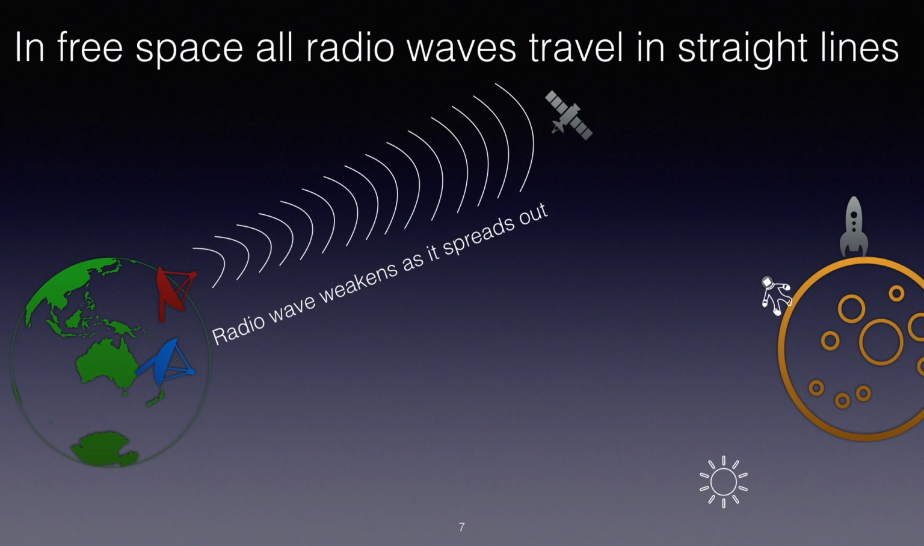So the original power is spread over a greater area due to the spreading, and that is why at the receive antenna on the satellite, the power will be much less than if the satellite were closer to the Earth station, shown in red. So in free space, all radio waves travel in straight lines, and radio waves weaken as they spread out. Some people call this spreading loss.